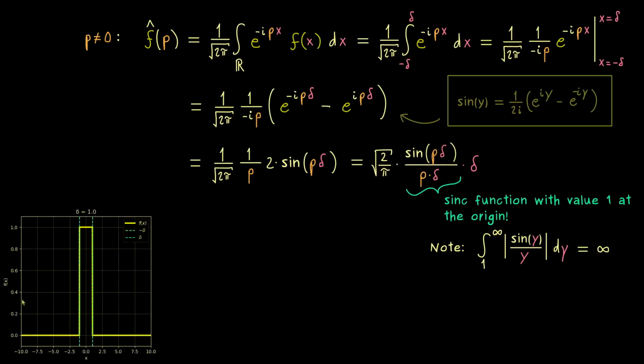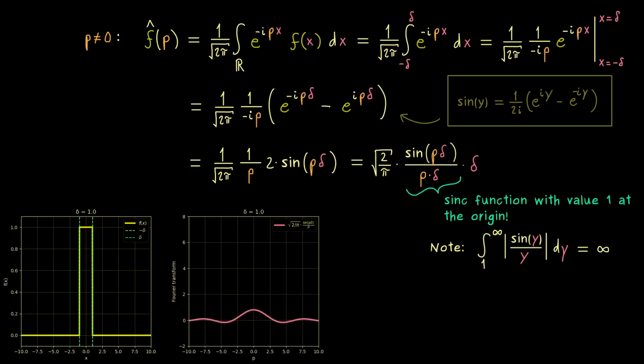So here I have the original function f, where delta is chosen to be equal to 1. And now to the right I can also plot the Fourier transform, which is given as the sinc function. And please note, this one definitely goes into the negative values, and it has the maximum here roughly at 1, because we still have this factor in front.